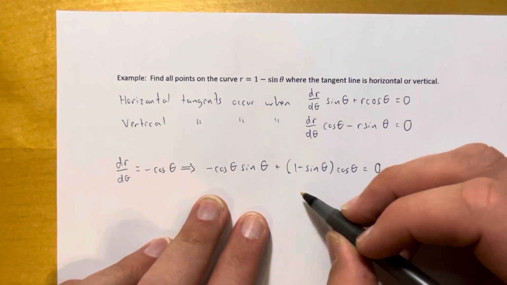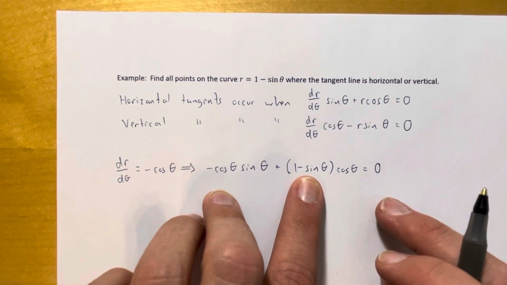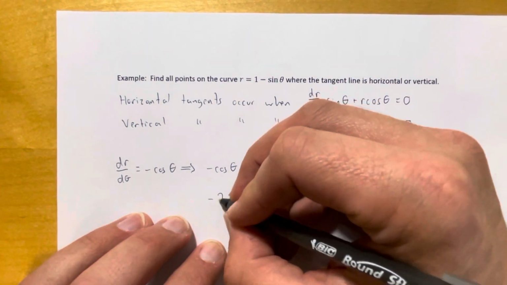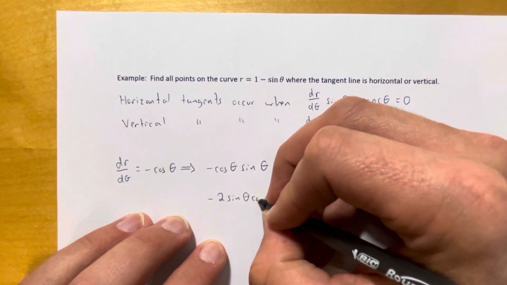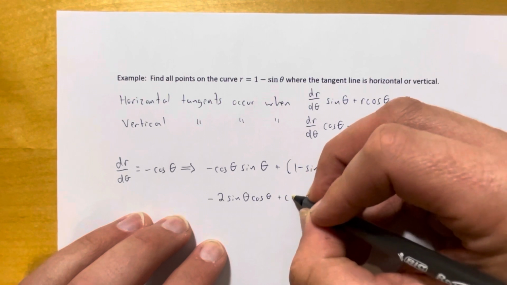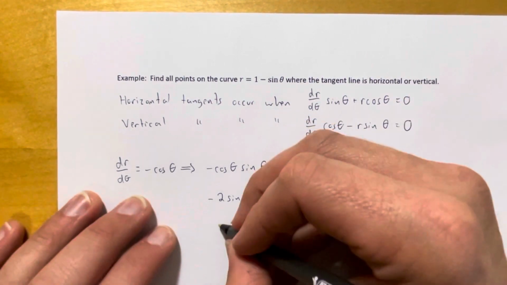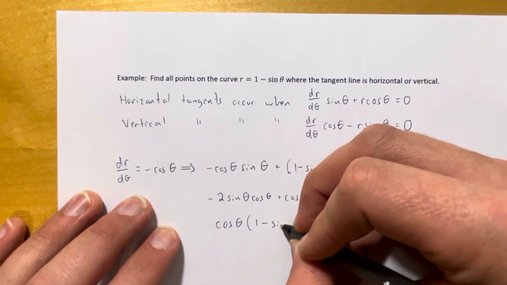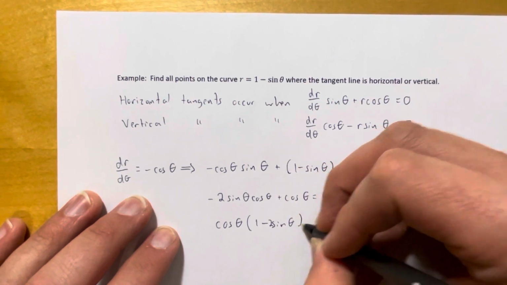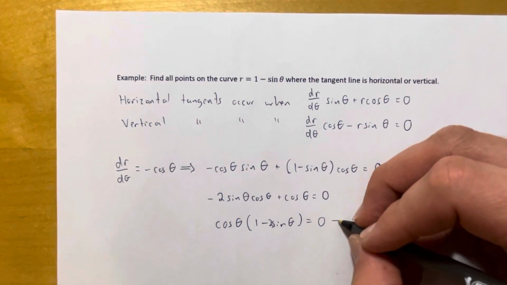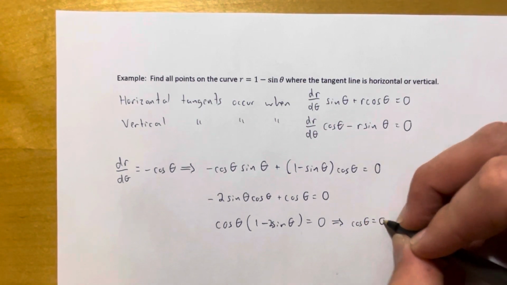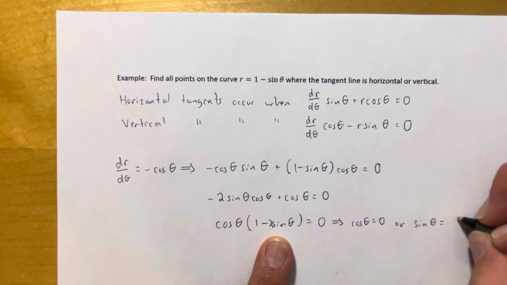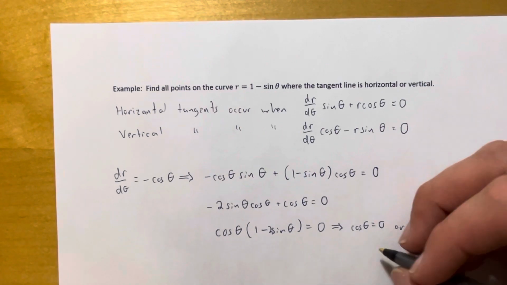So if I distribute this cosine in, I'm going to get negative sine times cosine. I have another one of those right here. So that's going to give me negative 2 sine of theta cosine of theta. And then I'm going to get a plus cosine of theta right there, equals 0. Let's factor a cosine out. So cosine of theta times, then I can write this as 1 minus 2 sine of theta, equals 0. This means that either cosine of theta equals 0 or 1 minus 2 sine of theta equals 0, which is equivalent to sine of theta equals 1/2. Okay? Where does this happen?